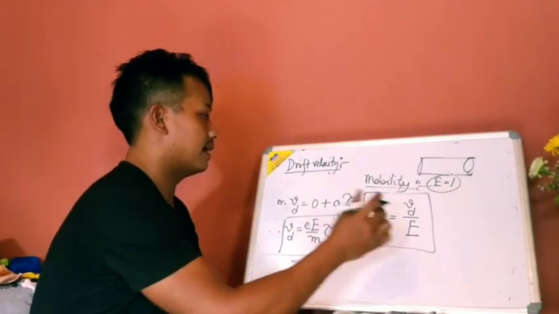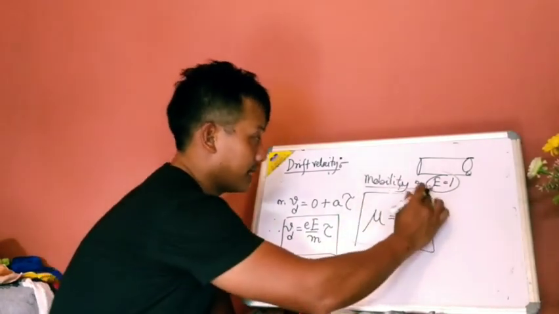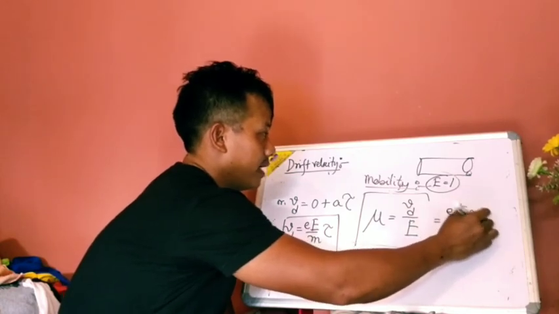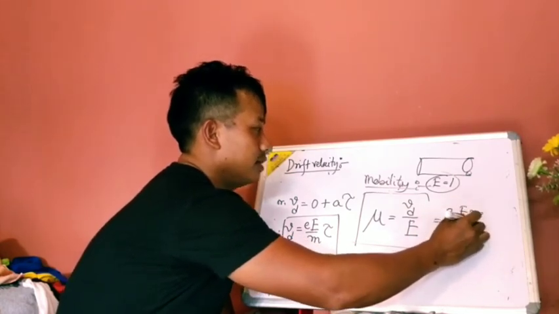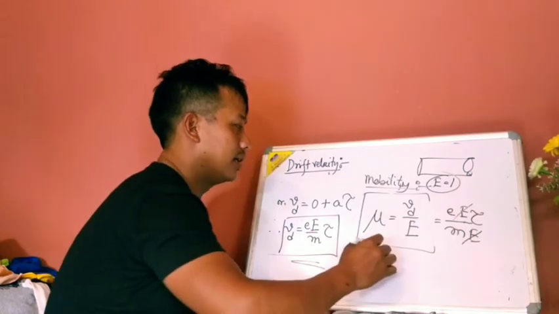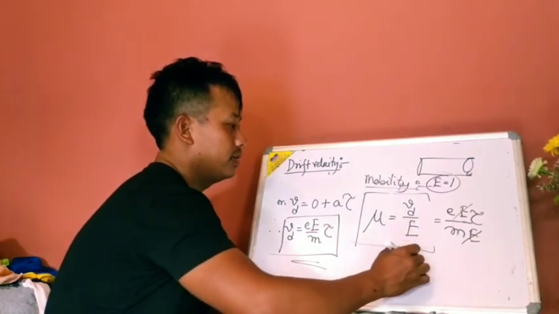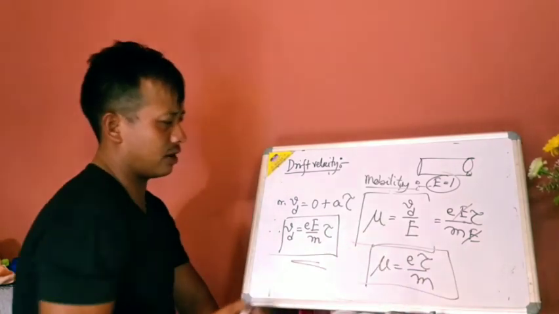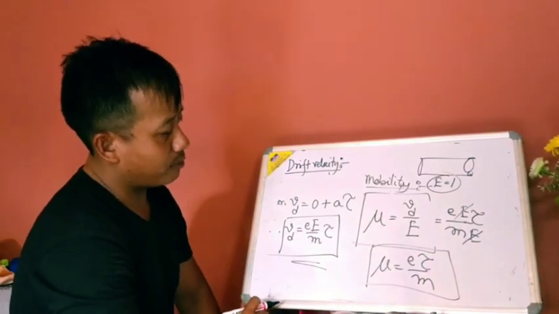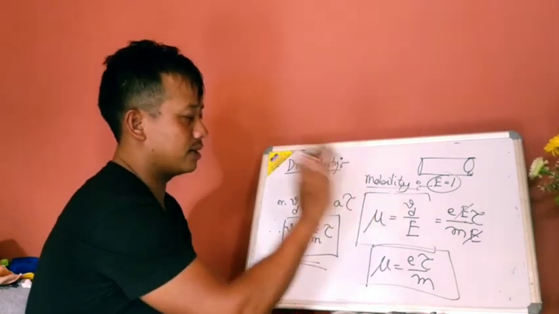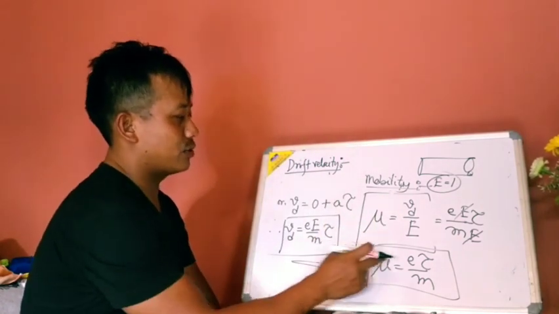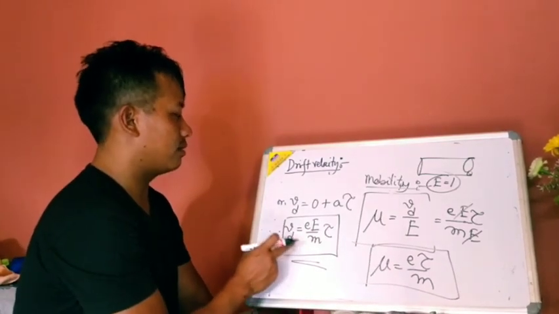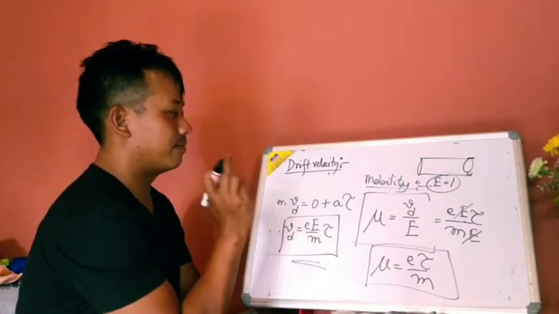Substituting the drift velocity, the mobility becomes e tau divided by m. So this gives you the expression of mobility, and mobility is nothing but drift velocity per unit electric field applied, and its expression is given by e tau by m, and that of drift velocity is equal to e E tau divided by m. Right?